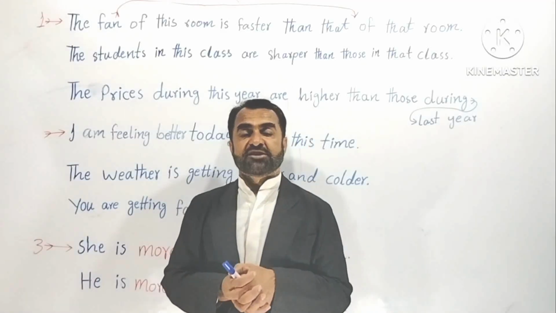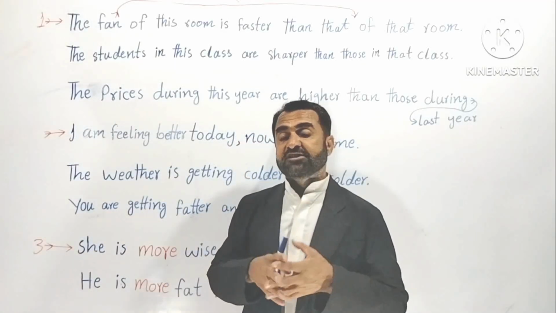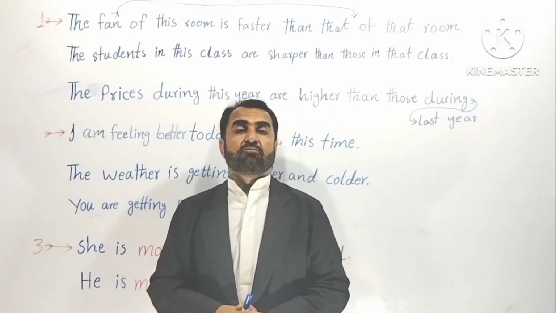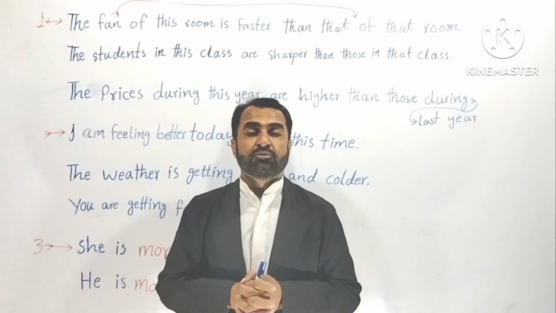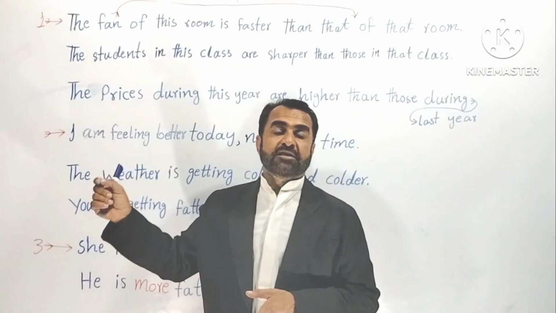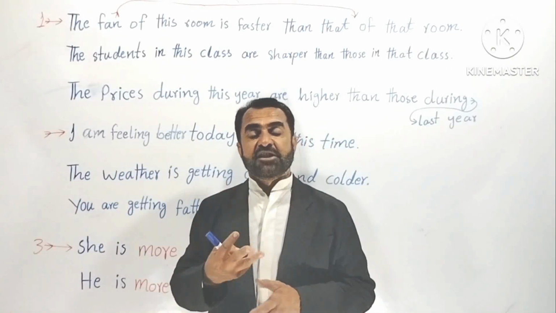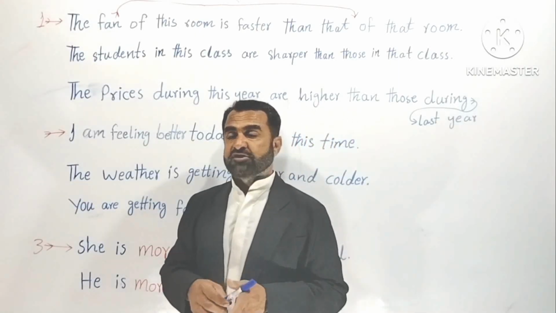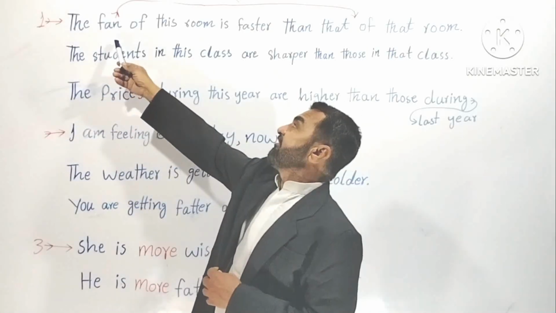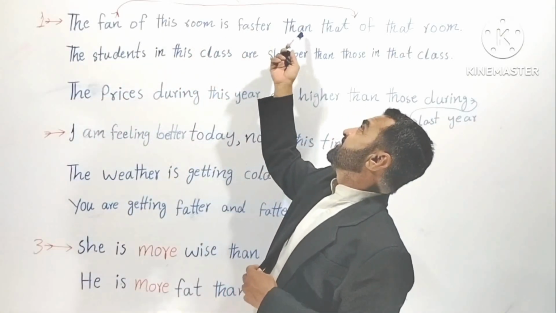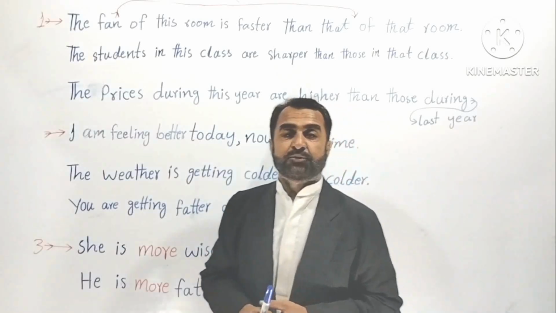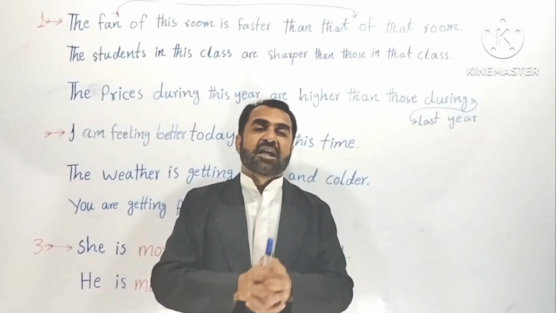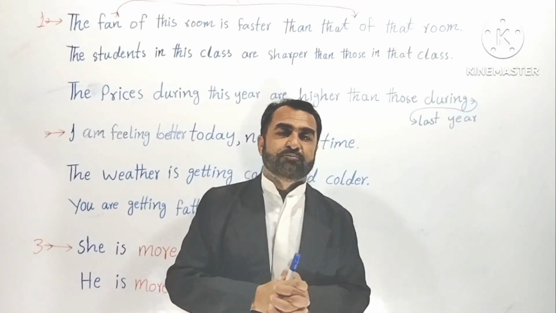Now let's go to the examples. First of all, you see the examples, then you will understand very well. And one more thing I would like to tell you: this lesson contains three main parts. Understood? So let's go to the first one. The fan of this room is faster than that of that room.